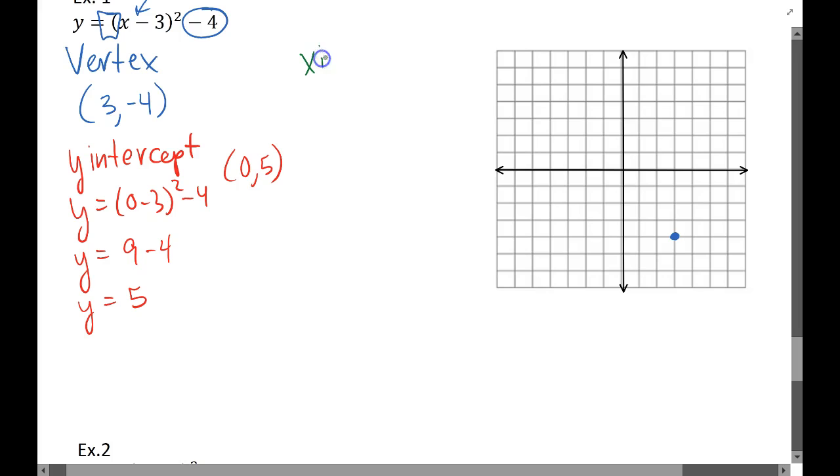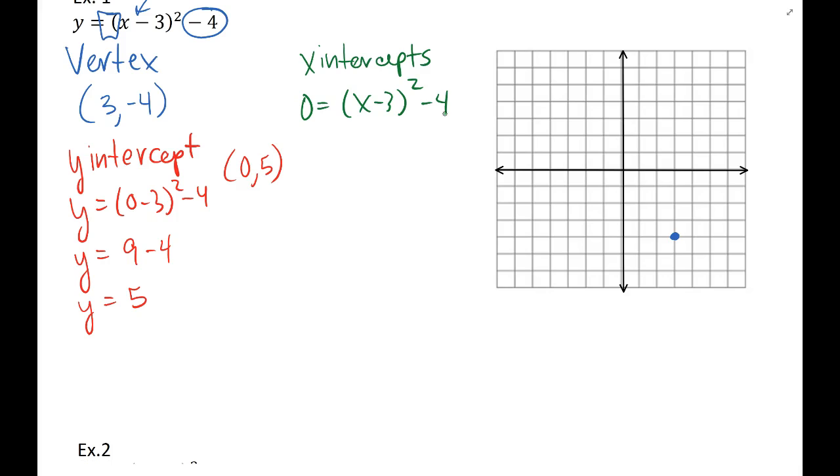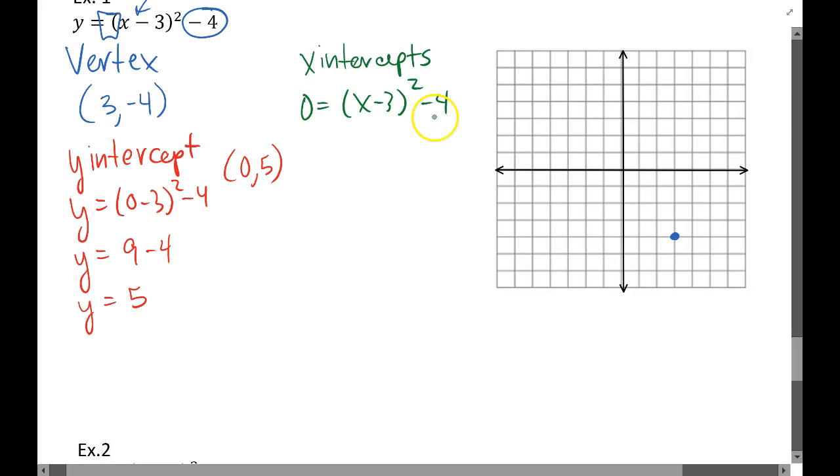So our x-intercepts: we plug a 0 in for y. So 0 equals (x minus 3) squared minus 4. We want to solve for x, so we want to use the opposite of order of operations. We're going to look for addition, subtraction, multiplication, division to get rid of. Addition and subtraction first, so we get rid of the minus 4 by adding 4 to both sides. That gives us 4 equals (x minus 3) squared.